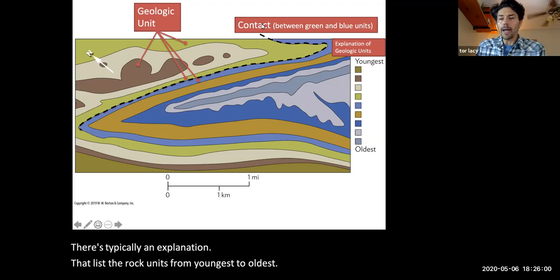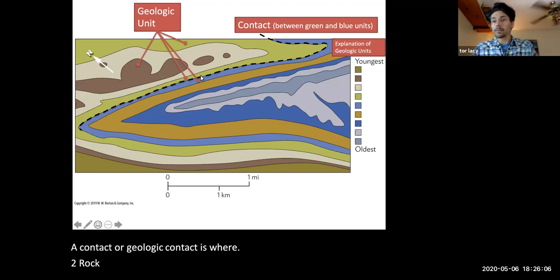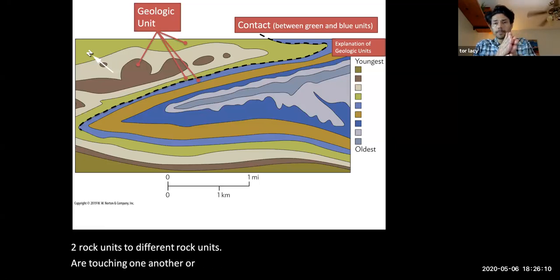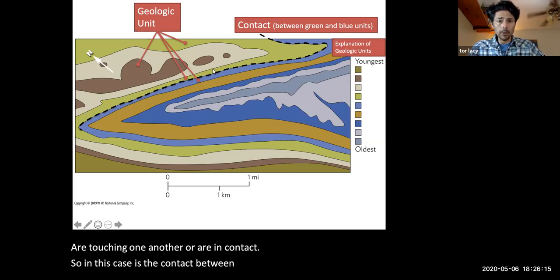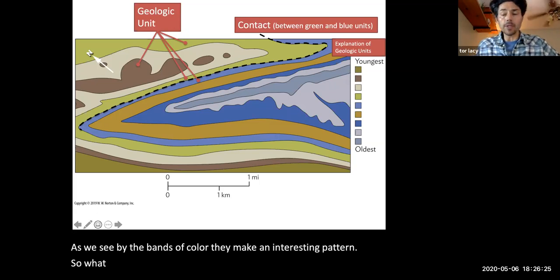A contact or geologic contact is where two different rock units are touching one another or are in contact. So in this case, this is the contact between the green and blue rock units. As we see by the bands of color, they make an interesting pattern. So what could explain this interesting pattern?